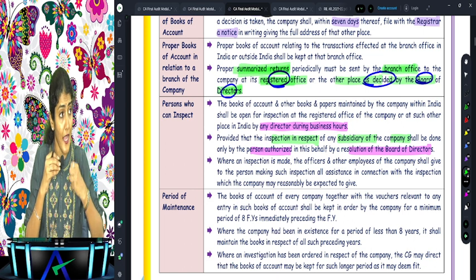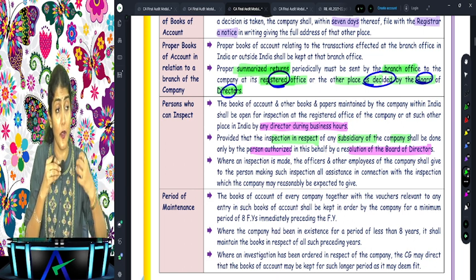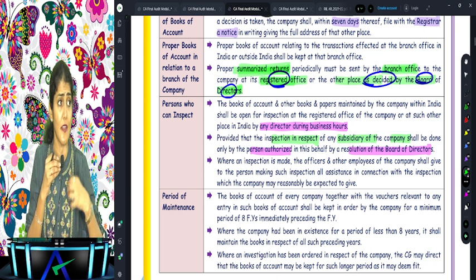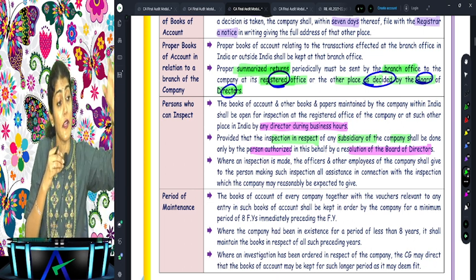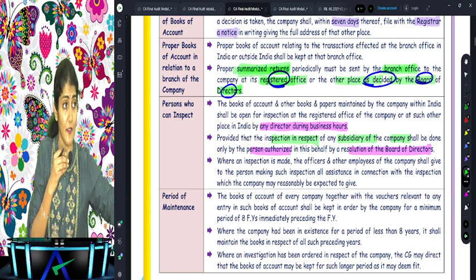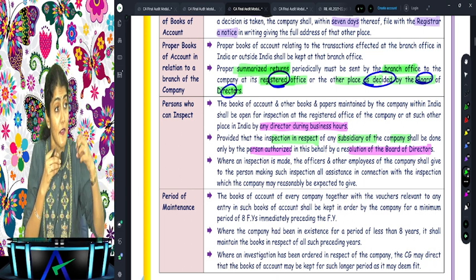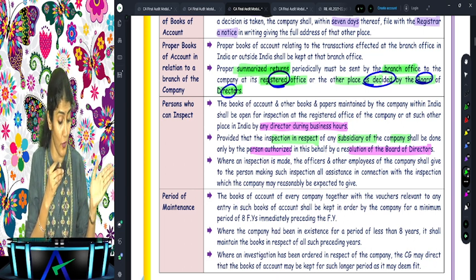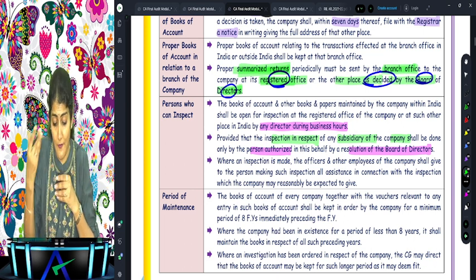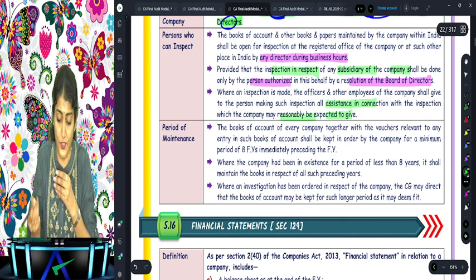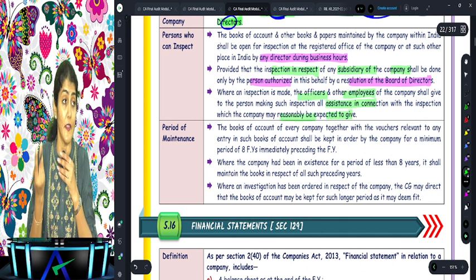So, I am a director of Growth Limited. I want to inspect the books of Growth Limited. Can I inspect it? Yes. During business hours, I can inspect. I want to inspect the books of the subsidiary of Growth Limited. It says I cannot inspect unless and until I am a person who is authorized by the board resolution. Are you able to follow this, everyone? And obviously, whenever the inspection is made, all assistance which they can reasonably give should be given by the officers and the employees.